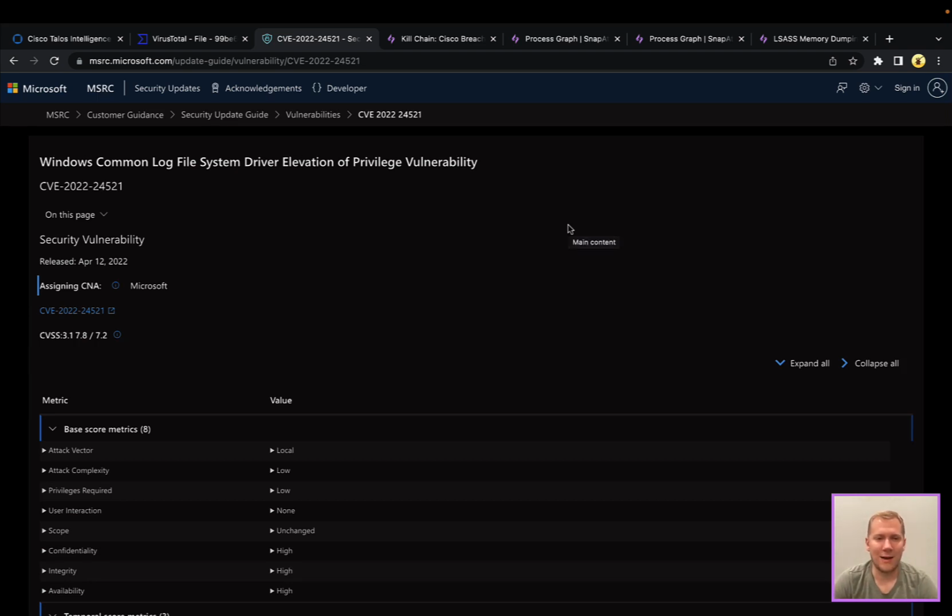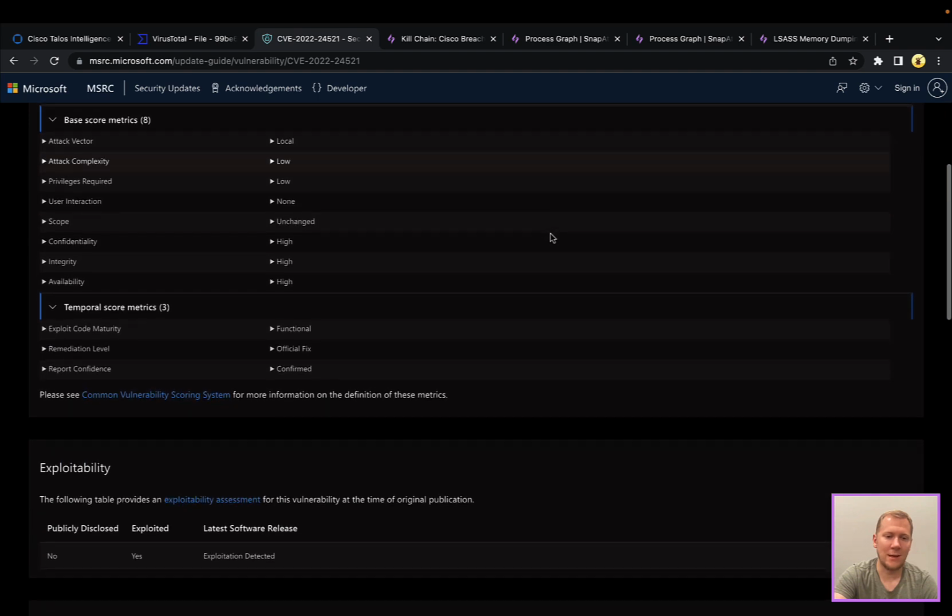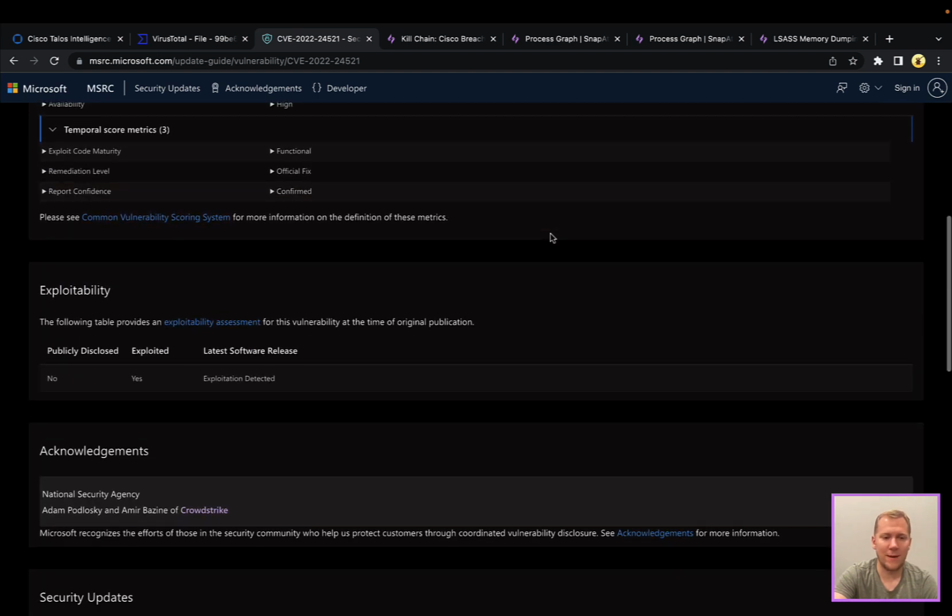This is the Common Log File System driver. It's a privilege escalation. So again, from a regular user to admin or system on the machine. And this one was actually pretty bad. Want to give an acknowledgement here to the author, not the authors, but the contributors.